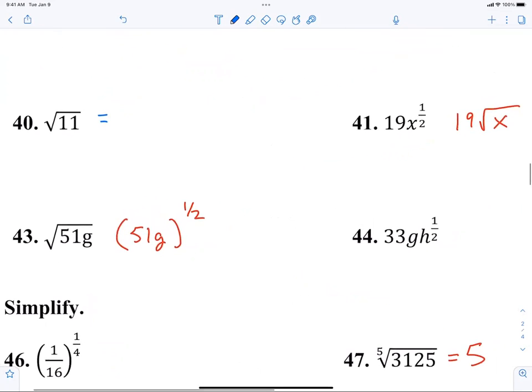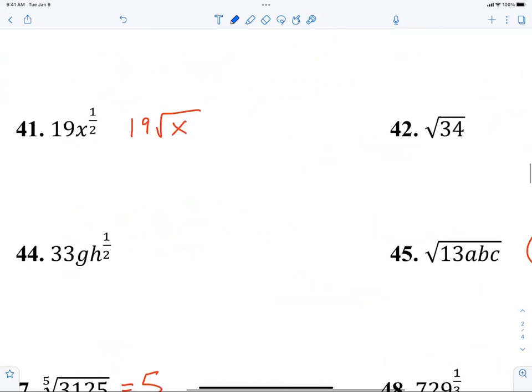What would 40 be? Tell him. Is it third? I'm on 40. Oh, 40, okay. 11 and 1/2. 11 to the 1/2 power. That's what that means. All right, this is what we did at the beginning of class.